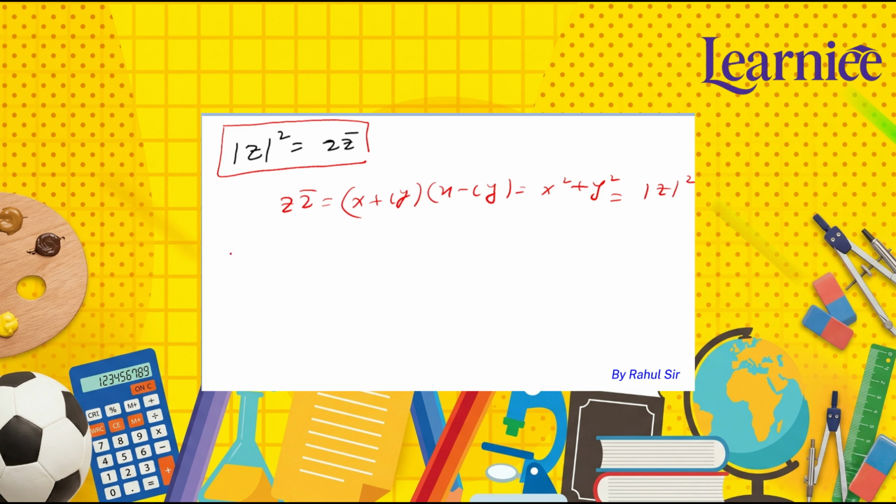Don't be confused. In vectors, a vector squared is a dot a, that is the dot product. So something similar we can assume. This was something corresponding to the conjugate.